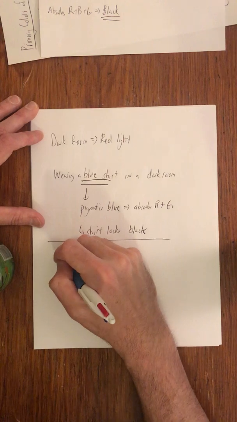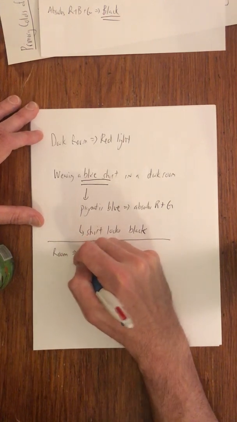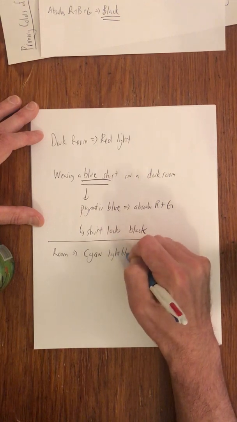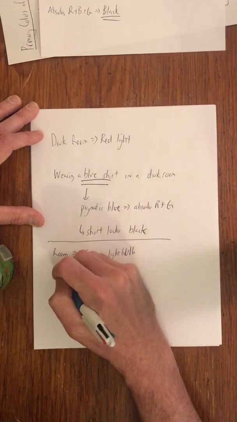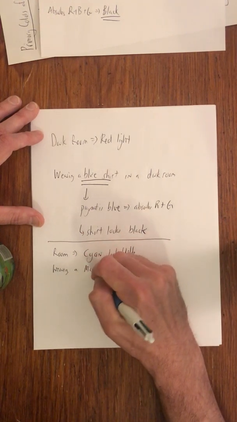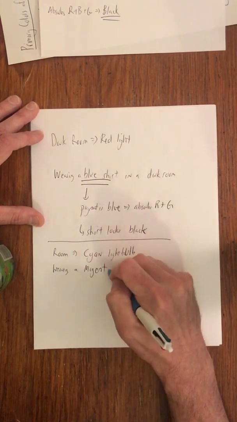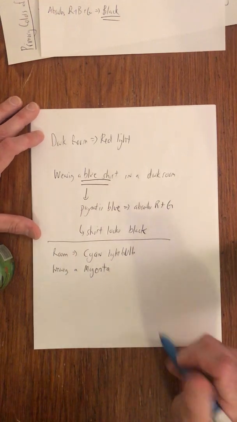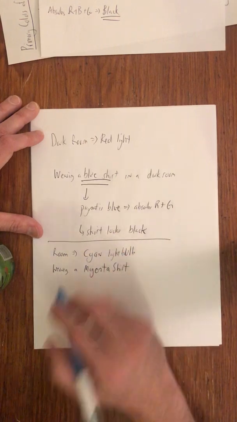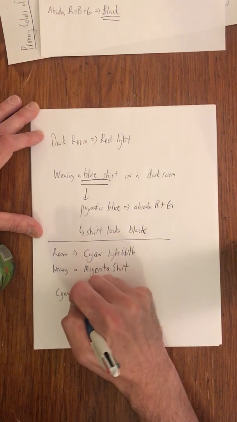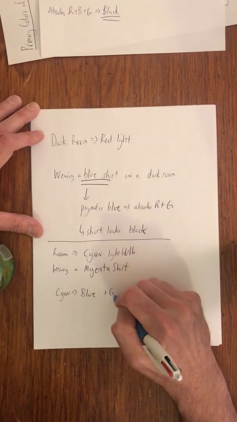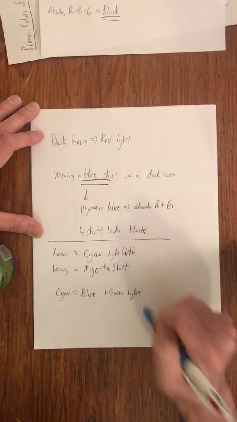Let's go another example. Let's say in a room I have a cyan light bulb, right? And I'm wearing a, I don't know, magenta shirt. Not that I ever would, because that would look awful on me, right? My coloring is not right for that, but there you go. So cyan light bulb. So if it's cyan, what type of light is in the room? Well, cyan is blue plus green light. So that's what exists in the room.